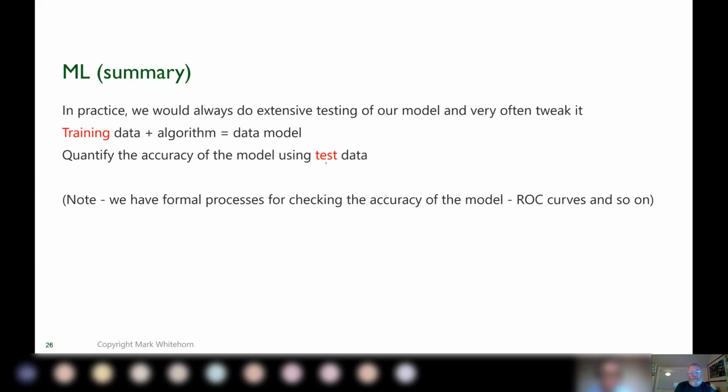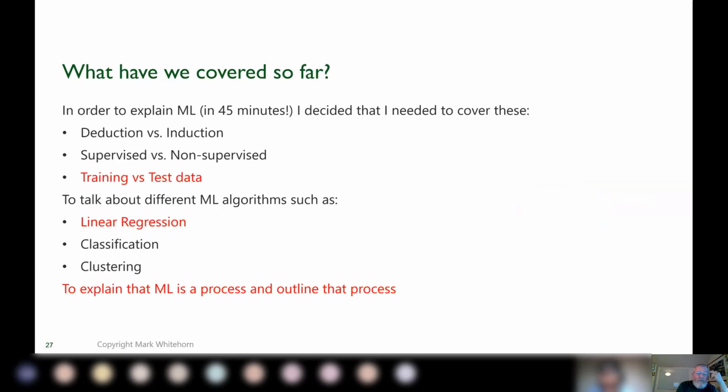And note we have formal processes for checking the accuracy of a model. Things like ROC curves and so on are very interesting ways of testing the accuracy of the model. And that's an area you can spend a vast amount of time learning about. So I am just giving you the kind of overview of machine learning here. So what have we covered so far? From my list, we have covered the difference between training and test data. We've talked about machine learning as a process, and we've talked about linear regression.